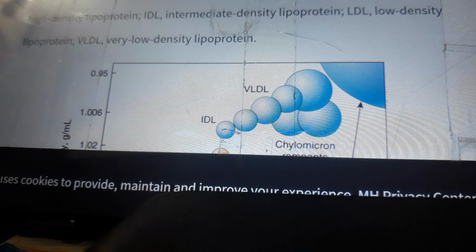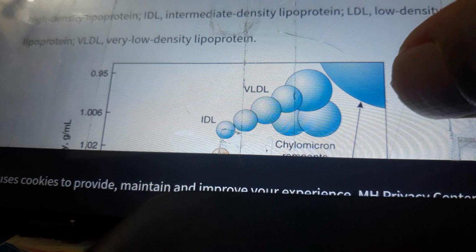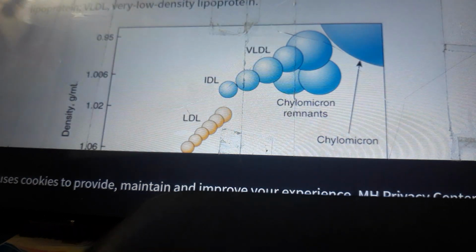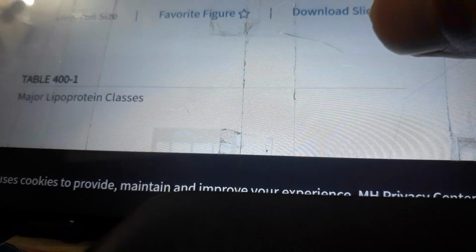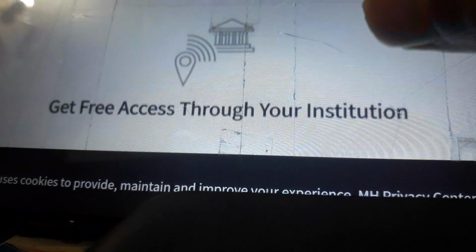This is a figure of the lipoproteins. The lipoproteins are classified by density and size, which are inversely related. HDL, high density lipoprotein; IDL, intermediate density lipoprotein; LDL, low density lipoprotein; and VLDL, very low density lipoprotein are shown here. This diagram, have a look, take a screenshot as you keep going through. Right?